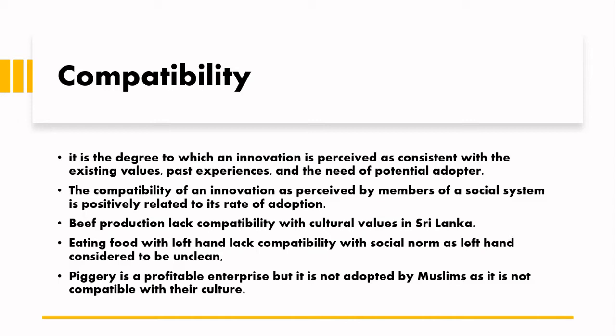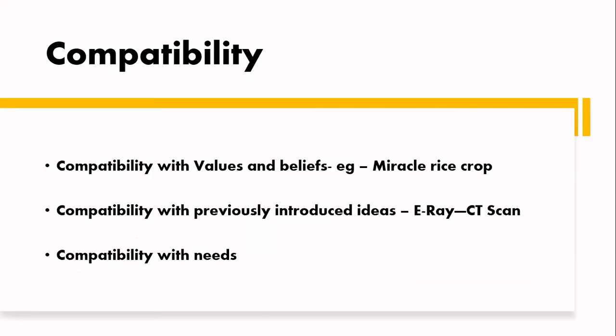Therefore, whatever innovation comes to the field or to the society, it should be compatible with the social systems. That means the values and the past experience, and also the needs of the potential adopters. Right. As an example, I put 2-3 compatibility factors.